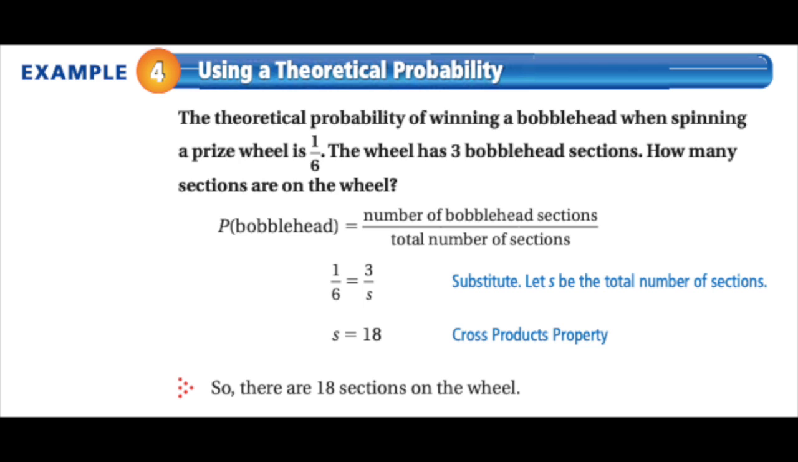Total. So what they did is they said the probability of bobbleheads is the number of bobblehead sections out of the total number of sections. Set up a proportion, 1/6 is equal to 3 out of S, the total number of sections. Cross multiplying, we end up with S is equal to 18. Therefore, there are 18 total sections. One way to check your answer is you can take 3 over 18 and simplify it, and you should end up with 1/6, and we do.